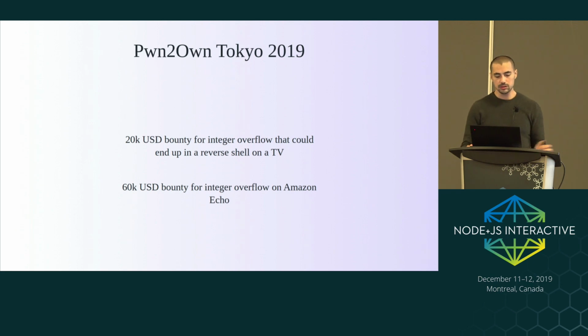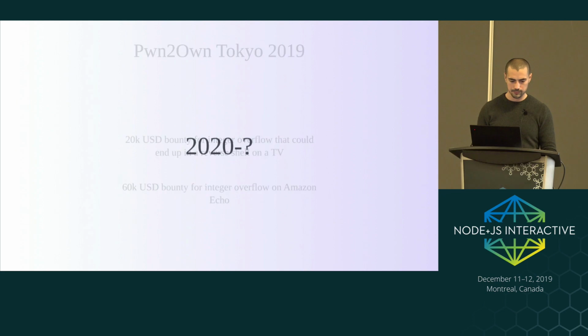For this year alone, there were bounties granted for $60,000 US for an integer overflow vulnerability on Amazon Echo. Another one around $20,000 US for another integer overflow in a TV that would allow attackers to get a reverse shell. And that's just this year in this event. I know Pwn2Own also had an event in Vancouver, and they released other bounties as well.